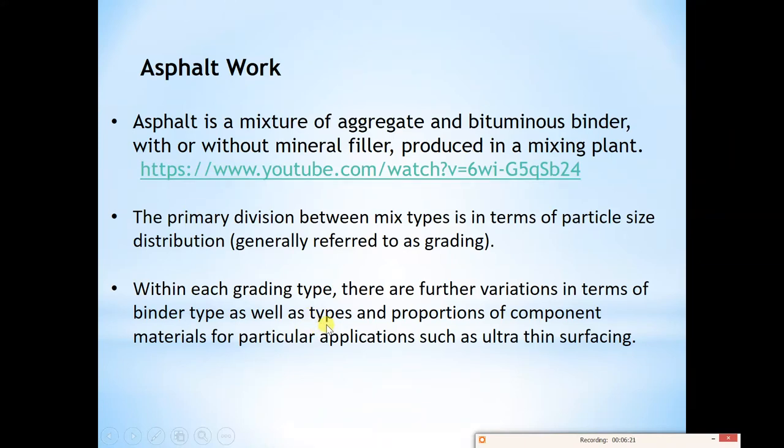Besides that, we have other things as well. You can adjust the voids. Another thing is the size of the aggregate. You could use, for example, 10 mm or 14 mm or 20 mm aggregates, which will produce different types of asphalt.